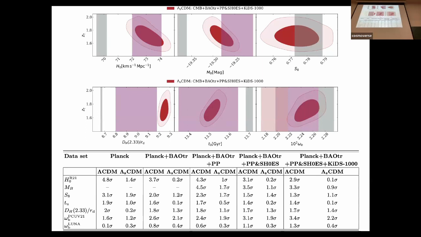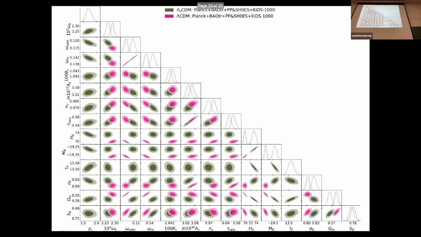The major ones are the first three. There are some others, but they are maybe more controversial, but these first three are there, you see. And finally, this is the comparison between ΛsCDM and ΛCDM. The green one is ΛCDM and the purple is ΛsCDM.